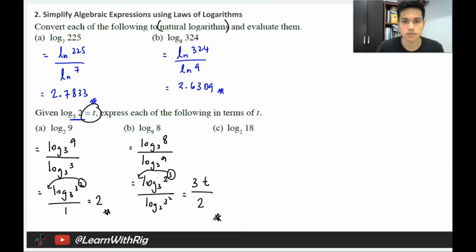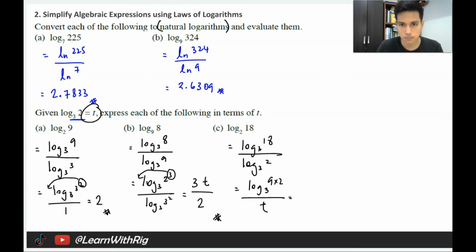Alright, next, log 18 base 2. So let's do a bit faster here. Log 18 base 3 over log 2 base 3. Okay, so 18 is equal to what? 18 is equal to 9 times 2, correct? Over log 2 base 3 is t. So now I can change this to log 9 base 3 plus log 2 base 3 over t.